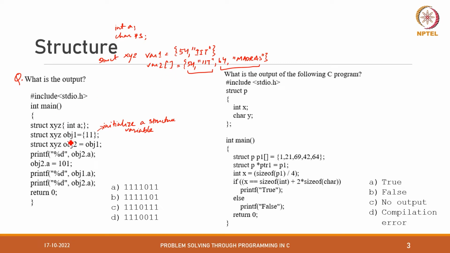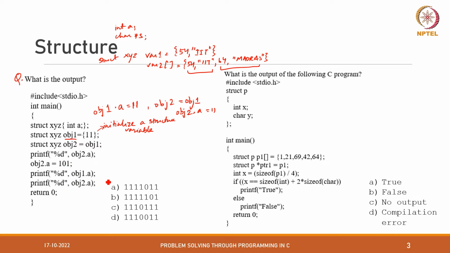So here we have initialized the structure variable obj1, and we have written 11 in the curly braces. That means the member variable A, so obj1 dot A is actually 11. Now similarly, we have defined another structure object of type struct xyz, and we have said obj2 is equal to obj1. That means obj2 dot a will become obj1 dot a, that is, obj2 dot a will be 11. Now we are printing %d obj2 dot a, and then we are setting obj2 dot a to 101, and we are printing again.